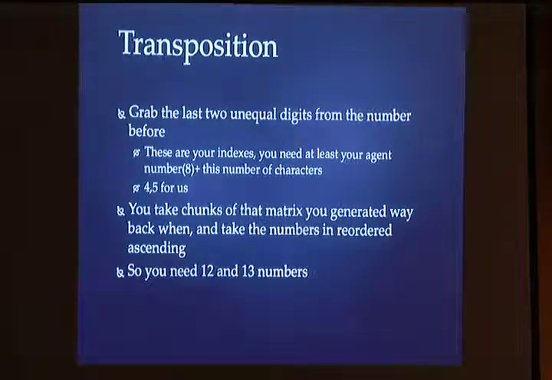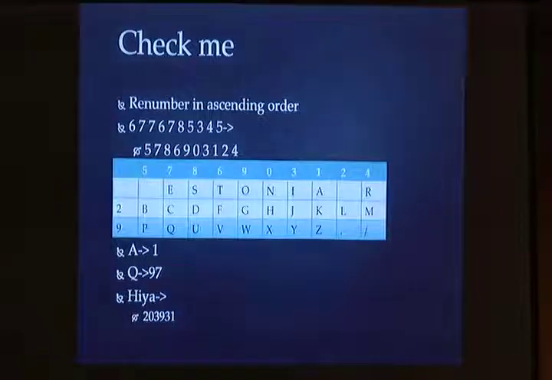So first we grab the last 2 unequal digits from that string before, which are 4 and 5. So if there was 5, 5, you would grab those 2 and the one before it, but in this case it's 4 and 5. You add it to your agent number. For us, we're going to call it 8. So the actual lengths of our strings are going to be 12 and 13.